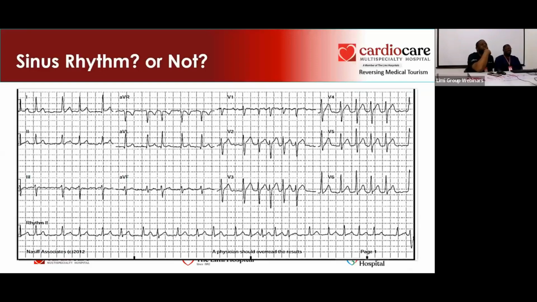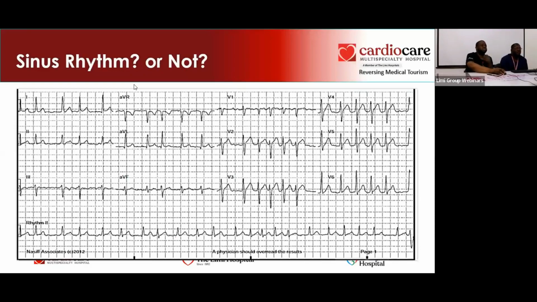So now we come to this one. Is this a sinus rhythm? Let's use the five principles. Starting from the RR, the interval between the R waves, are they regular? Are they the same? Look at it very well. The P wave in lead II, is it upright? In AVR, is it inverted? That's second.